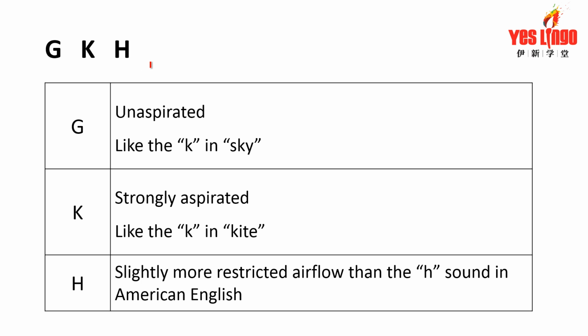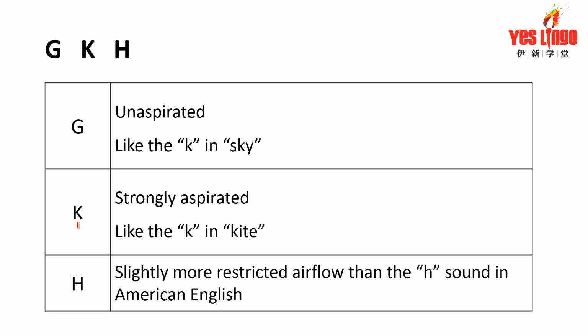Let's go over each of these one by one. G is unaspirated. Again, we're not blowing air out. So it's a little bit like the K in sky. Sky. Notice how we never blow air out as we make that sound? Same thing with this one here. G. Do not pronounce it like the G in good. It should be G. Very good.